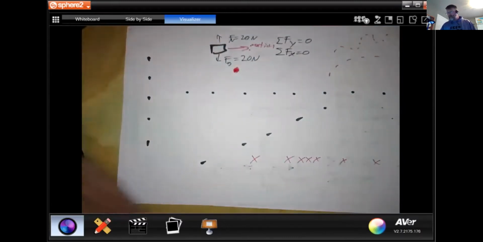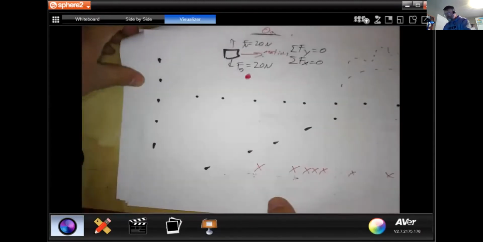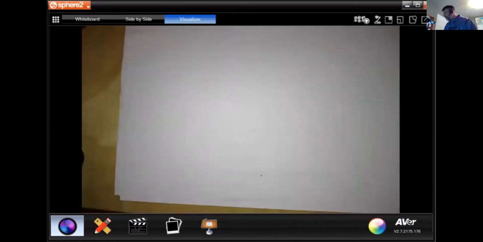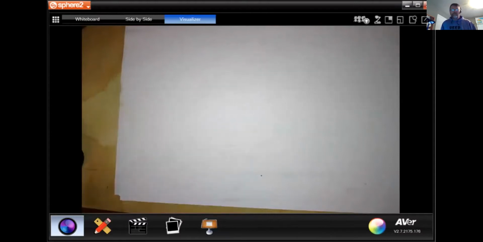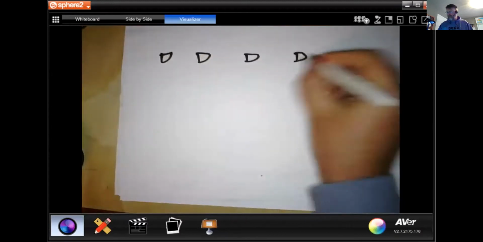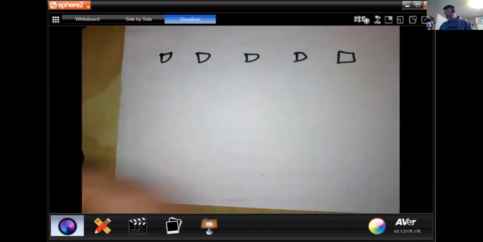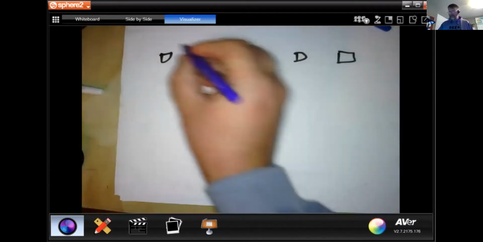Number 9 is a great one because that is kind of a trick question. Let me see if I can get to a blank piece of paper here. There we go. They're asking you what is the magnitude and direction of the forces acting upon an object, which could be moving to the right. They give us 5 boxes here. Those are our boxes.